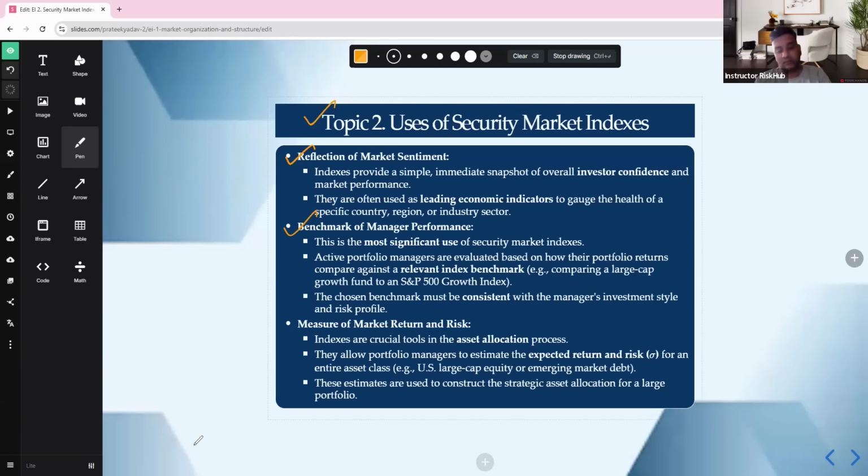Large cap fund compared to large cap index. Key condition is benchmark must match investment style, risk profile. You don't compare a small cap fund to a large cap index. Then it is a measure of market return and risk.